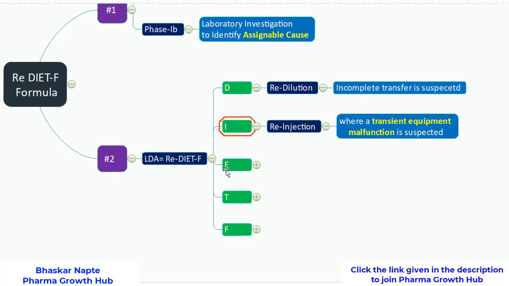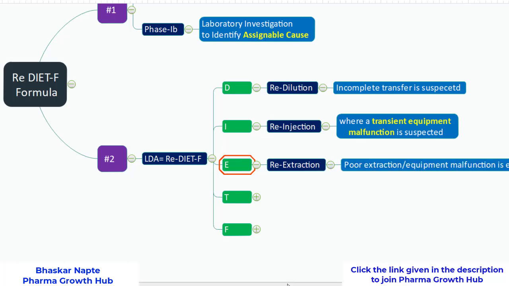The third term is E. So what does the E stand for here? The E stands for the extraction or the re-extraction. So in what situation will you consider the re-extraction? Look at here.